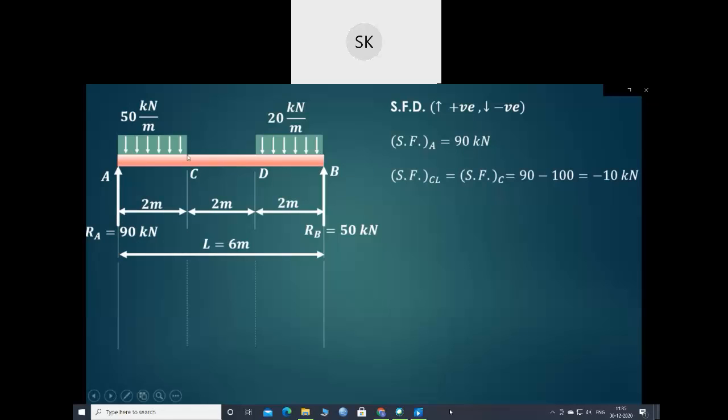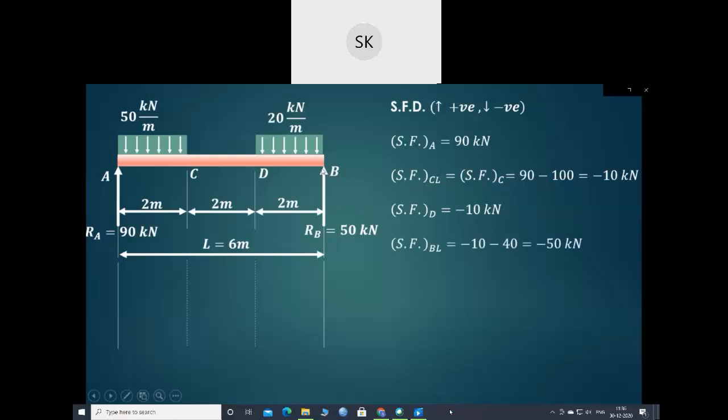Shear force at the left of the C, we have to consider all the forces which are acting on the left of the C. So RA, which is acting in the upward direction, so it is positive, and 50 into 2, that is the 100 kilonewton, that is acting in the downward direction, so it is minus 10 kilonewton. The same shear force will act at point C also, because there is no other point load acting at point C. Now between C and D, there is no other force acting on the beam, so whatever shear force we have calculated at point C, the same will remain at point D also.